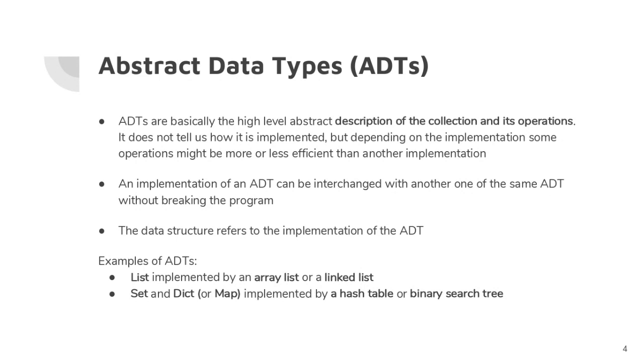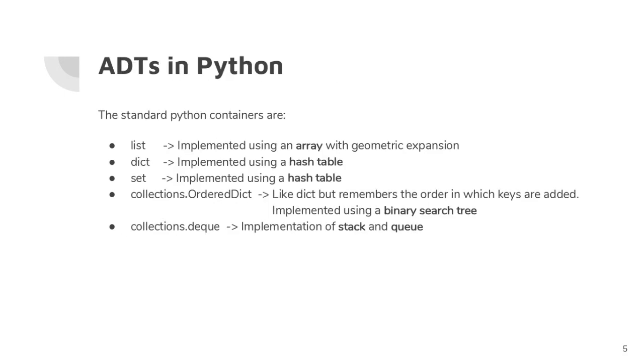Same with a set or dictionary or map, as it's often called. It's called a dict in Python, but it's called a map in most other languages or in textbooks. That's also implemented by either a hash table or a binary search tree data structure. It doesn't matter if you use a set which is implemented by a hash table or a binary search tree. You just have a set of unique elements, and that's fine.